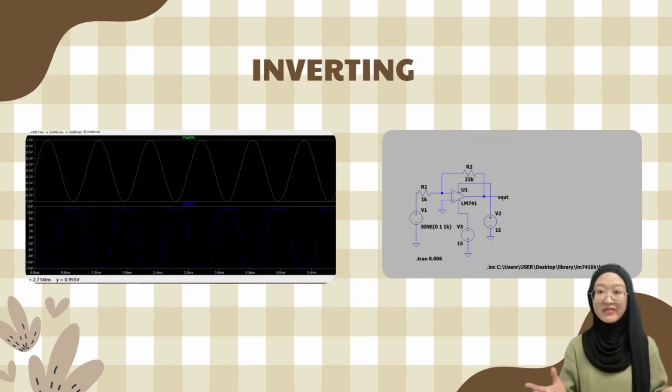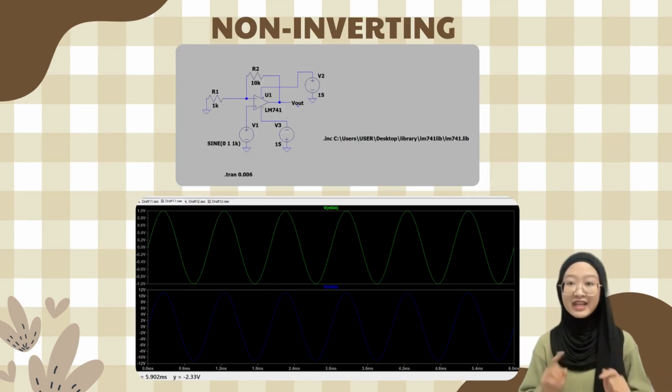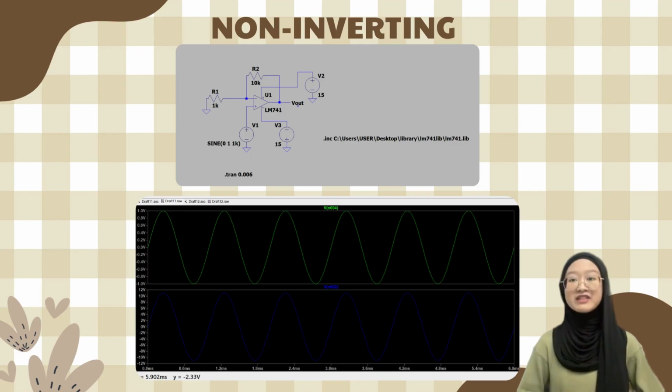The inverting amplifier has Vin at the inverting input terminal via resistor R1, while the non-inverting input is grounded. The voltage gain is calculated as negative R2 over R1. From here, we can observe the clipping issue by using an R1 value of 1 kilo ohm and R2 of 33 kilo ohm. As you can see here, Vin is applied directly to the non-inverting input with R1 of 1 kilo ohm and R2 of 10 kilo ohm.